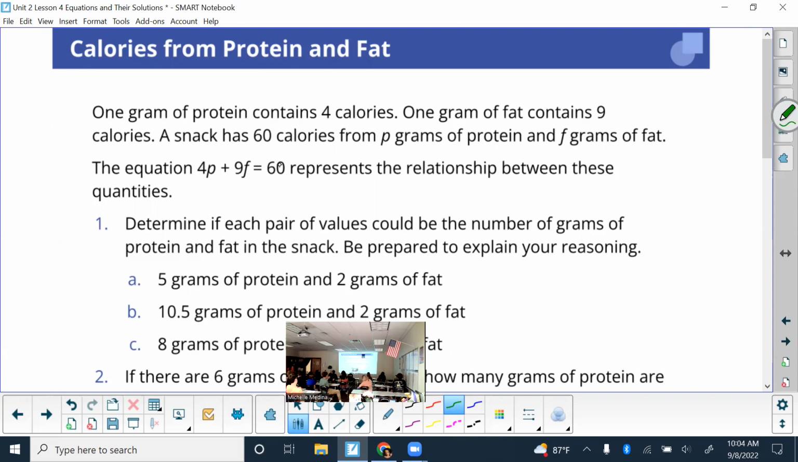We have calories from protein and fat. 1 gram of protein contains 4 calories. All right, let me make that easy to read. Again, this isn't printed on your paper. I printed it too early, so just jot down anything important, like the key takeaways.